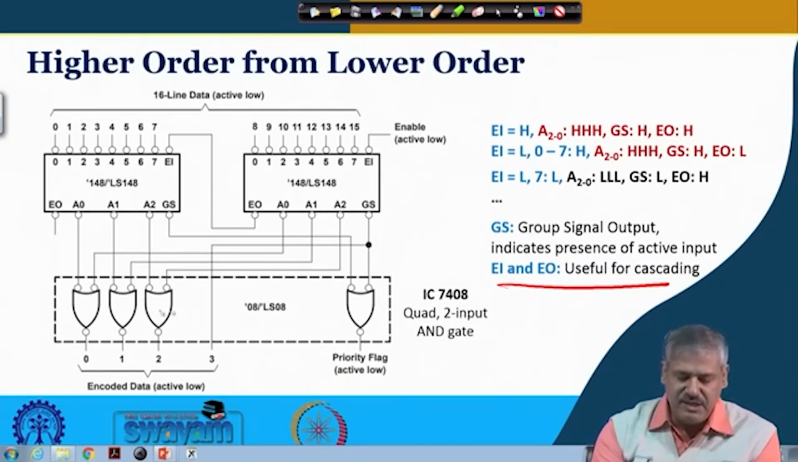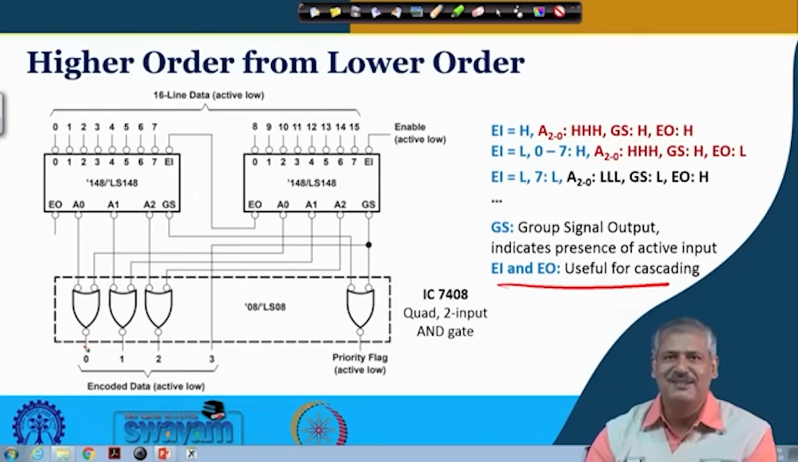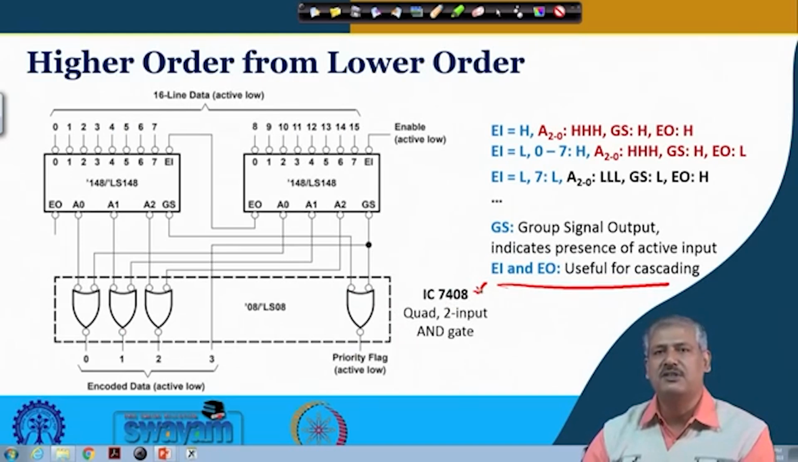So, these are essentially AND gates. Okay. These bubbles are present, and then there is a bubble over here. So, this is essentially making an AND gate. So, basically it is realized by IC 7408. IC 7408 we have seen before, it is a quad 2-input AND gate.